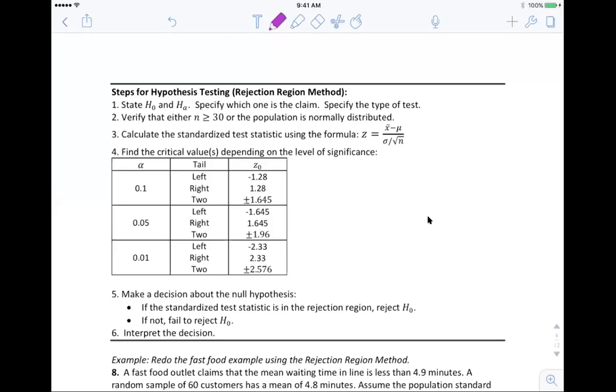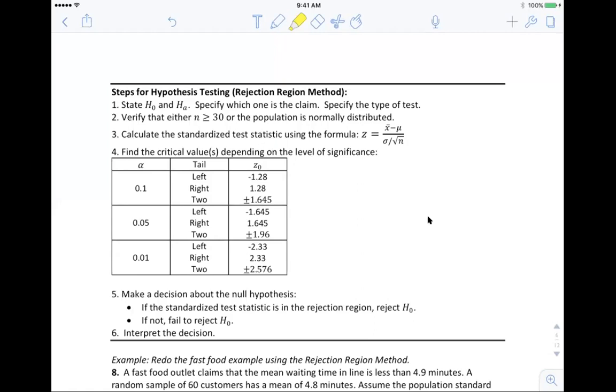Hey there, we're still in 7.2. So there's one more thing. In this section, it's a different method, slightly different. It's called the rejection region method. So we've been just focused on what's called the p-value method. In some scenarios, it's a little harder to find the p-value, so there's a way around that with this rejection region method.